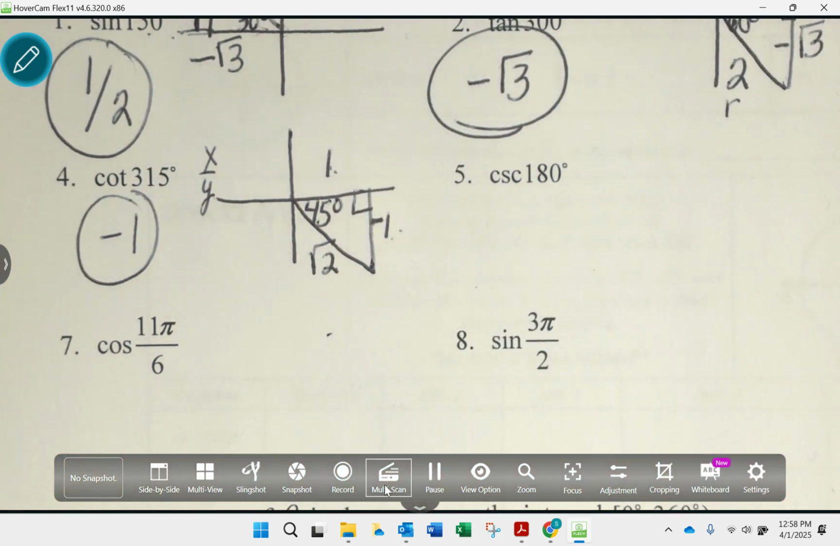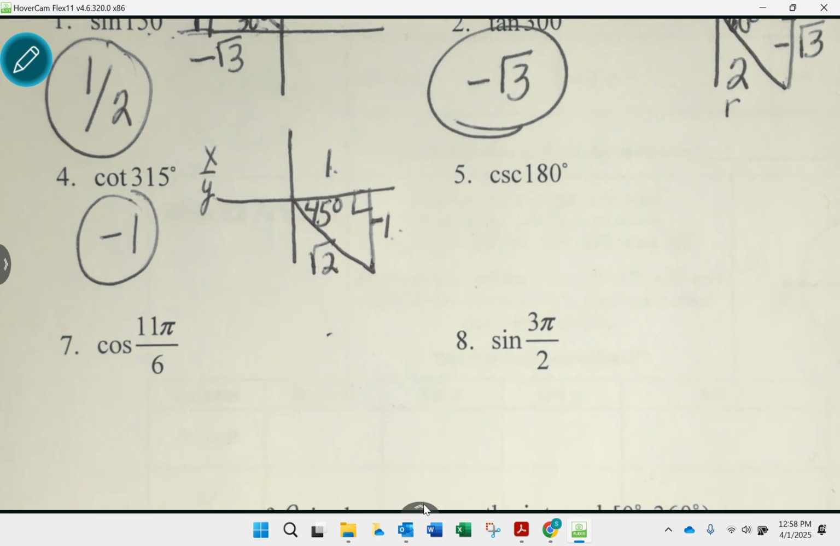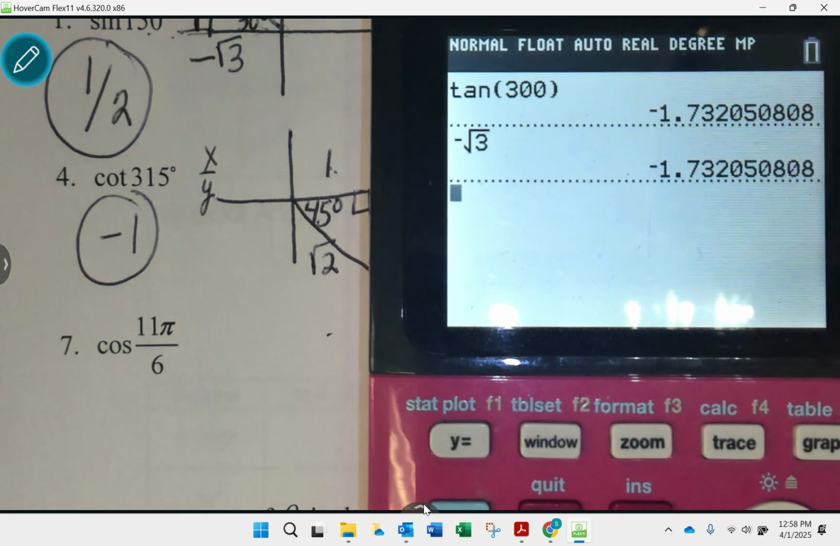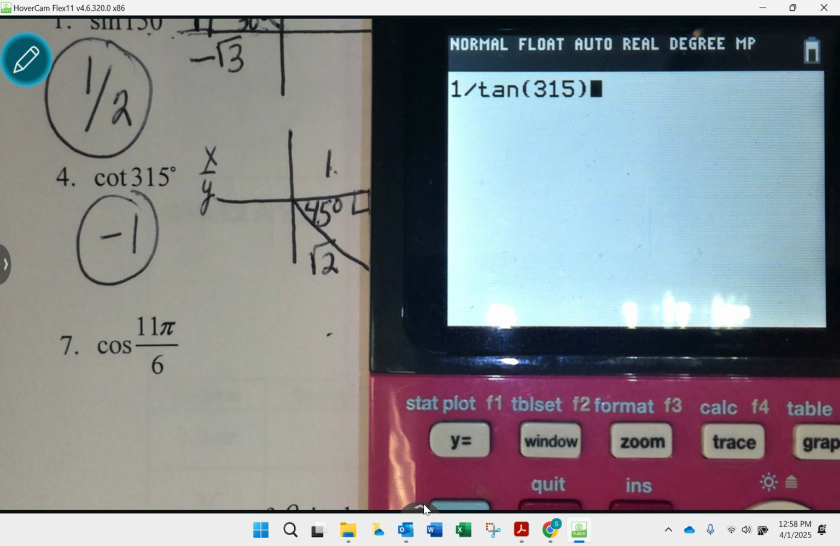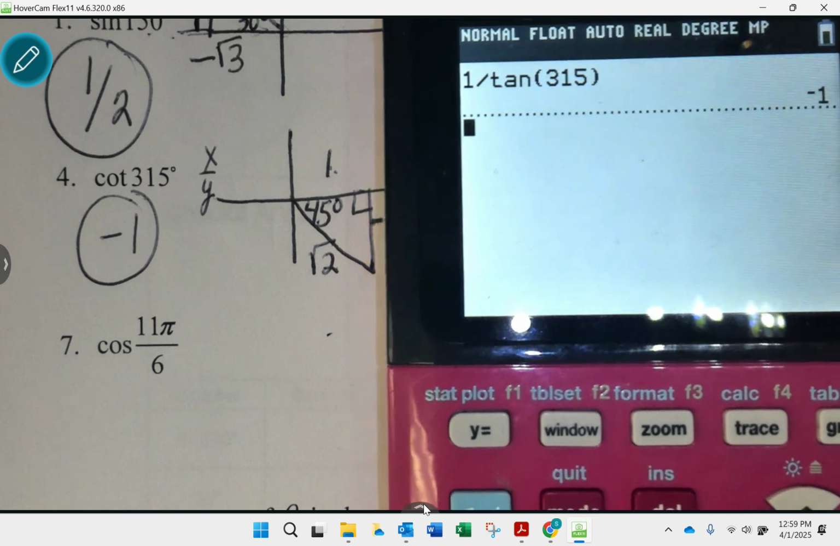Guys, if you wanted to check this cotangent, watch how I have to type this in. I have to do 1 divided by the tangent, because remember how it's the reciprocal? So I have to do 1 divided by the tangent of 315, and it's negative 1. So we're right.